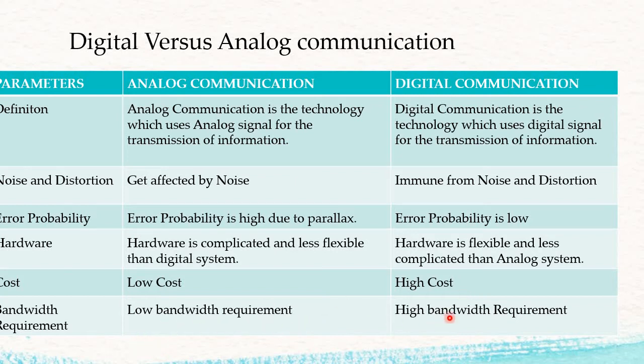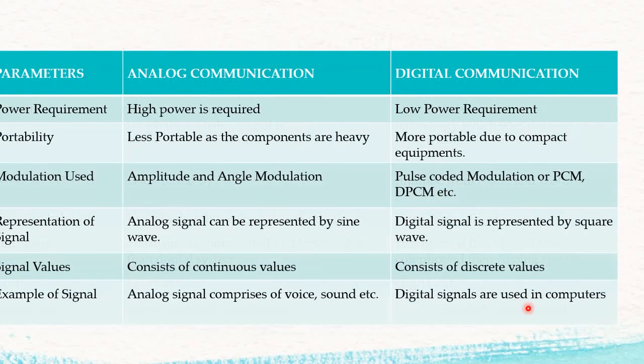Low bandwidth is required for analog, while digital requires a higher bandwidth. Then a high power requirement is needed for analog, while digital requires low power. Analog is less portable as its components are heavy, while digital is more portable due to compact equipment. Amplitude and angle modulations are the types of analog communication. Here PCM and DPCM are the types of digital communication.